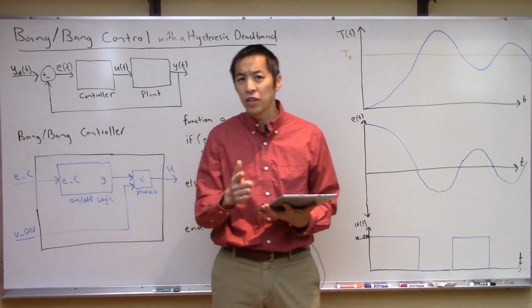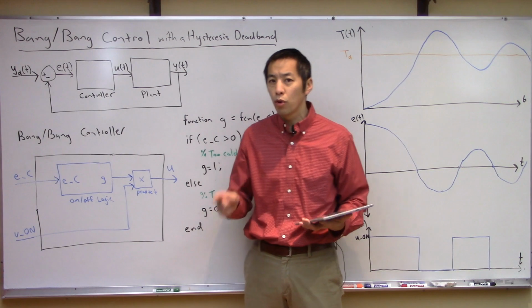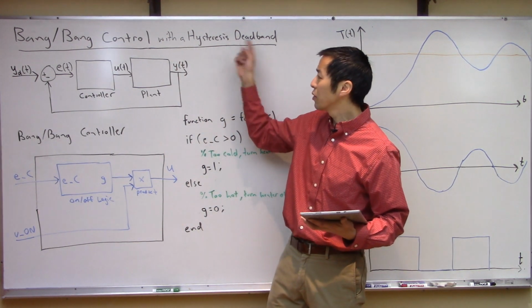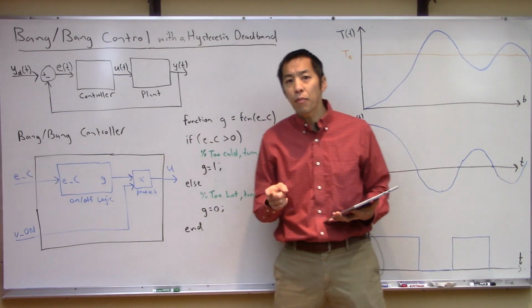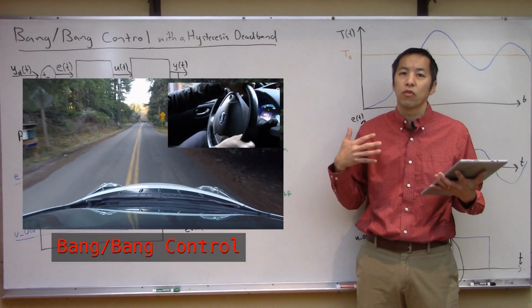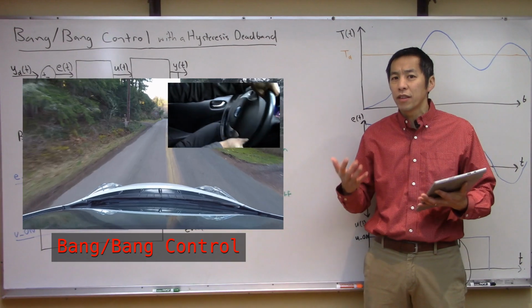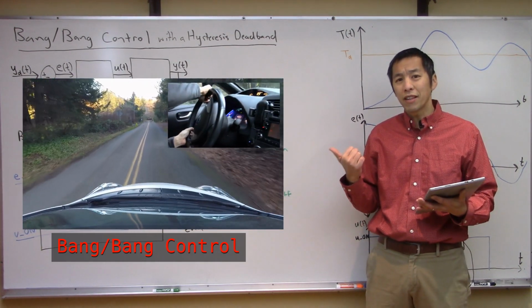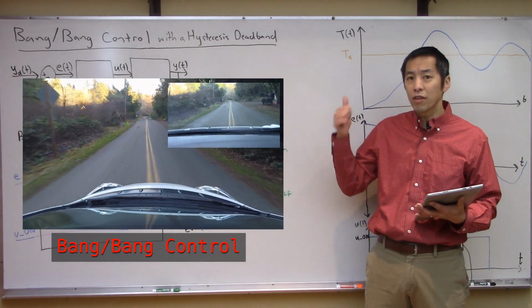So today I want to continue our discussion on bang bang control by making a small modification to that control algorithm by adding a hysteresis deadband. If you remember in our previous video, we discussed what bang bang control is. It was a really simple closed loop control system which had some pros and some cons, and we'd like to ameliorate some of those cons with this hysteresis deadband.